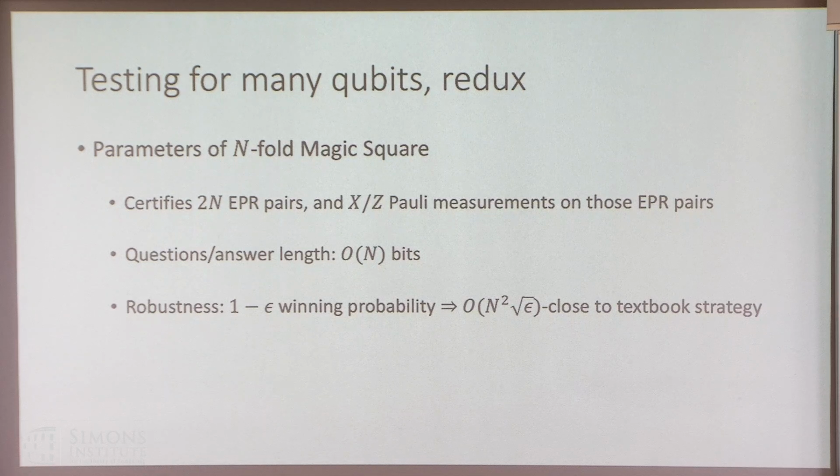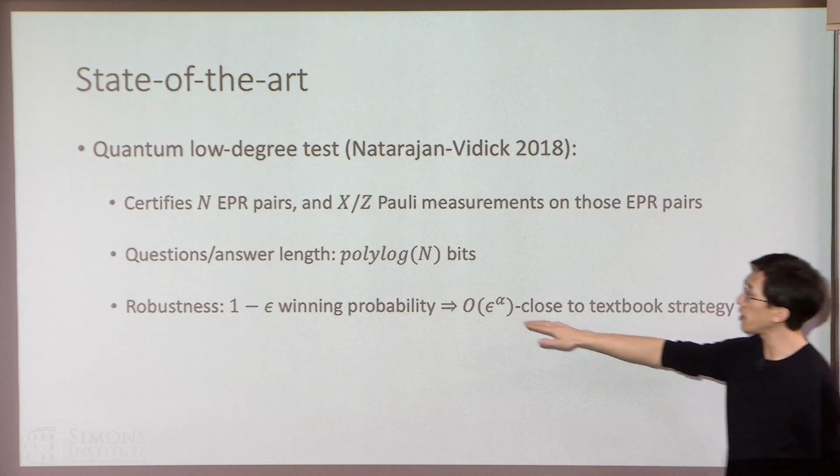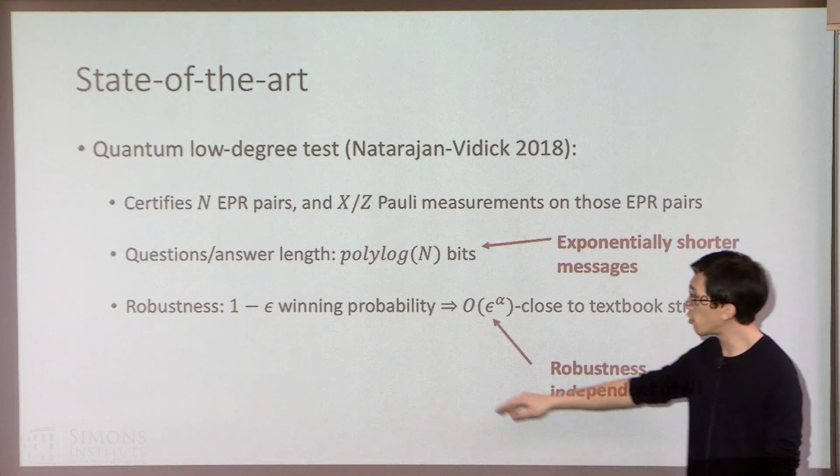All right, so you can hope, is there a better test for many qubits that's more robust, maybe with shorter question and answer lengths? And it turns out that there is, and this is the state of the art. This is the quantum low degree test invented by Natarajan and Vidick. And the parameters are much better. It certifies n EPR pairs, okay? Also X and Z Pauli measurements on those EPR pairs. And now the question and answer lengths are exponentially better. They're polylog n bits long, okay? So very short. And the robustness is also much better.